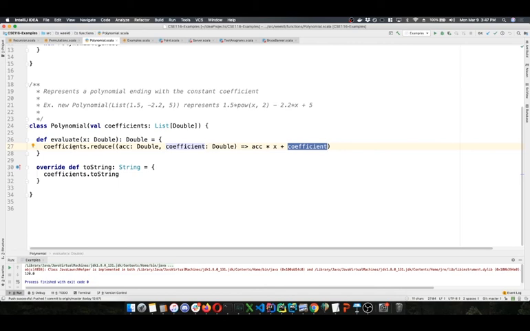And I can evaluate my polynomials in one line. This one arguably may be a little harder to read than it would be normally. But I can get that done in one line, one call of reduce, to be able to evaluate a polynomial.